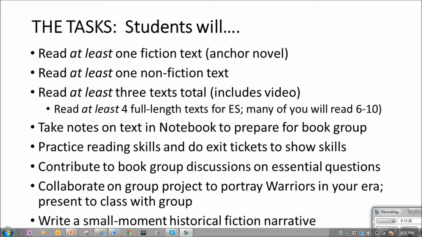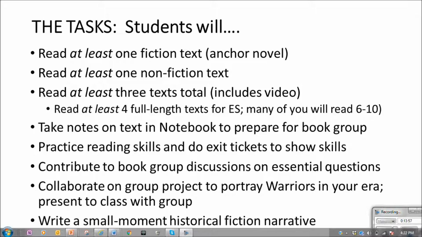I don't want to spend a lot of time on what we're going to do in the unit, but you should know that you're going to read at least one fiction text, one novel that is. You're going to read at least one nonfiction text. It doesn't have to be a whole book. There are some shorter texts. And you're going to read 3 texts total. That might include a video. If you want an ES, you need to read at least 4 full-length texts. Many of you will read 6 to 10 because some of the texts are quite short.